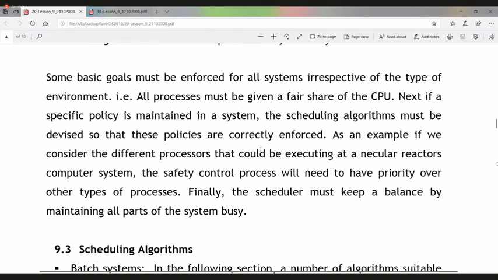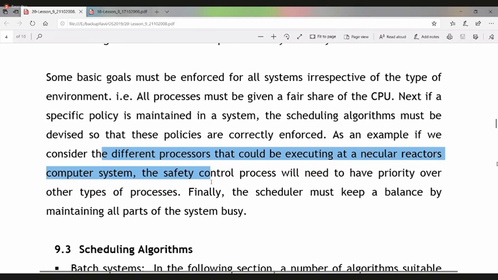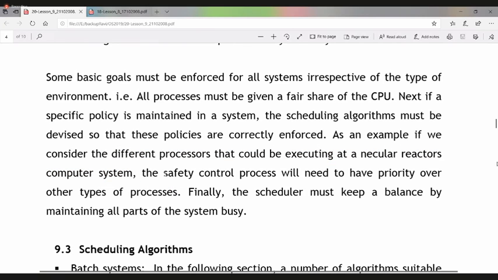As an example, if we consider the different processes that could be executing at a nuclear reactor computer system, right? Sometimes nuclear reactors are controlled by a computer system. In that case, what's the most important thing? Safety, right? So the safety control process will need to have priority over all other types of processes. So it depends on the application.